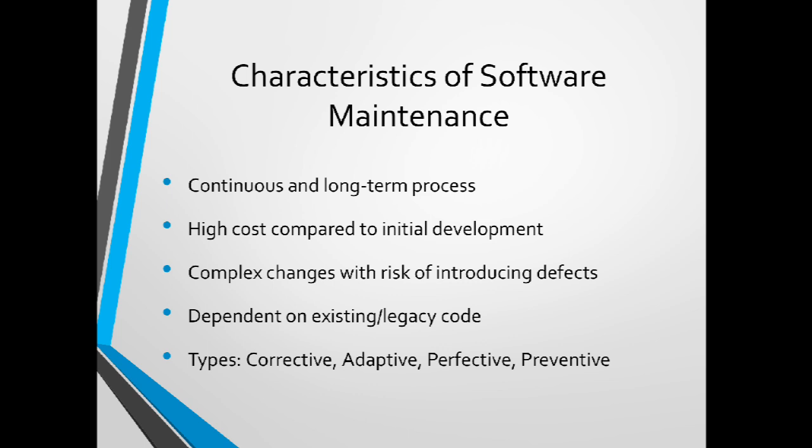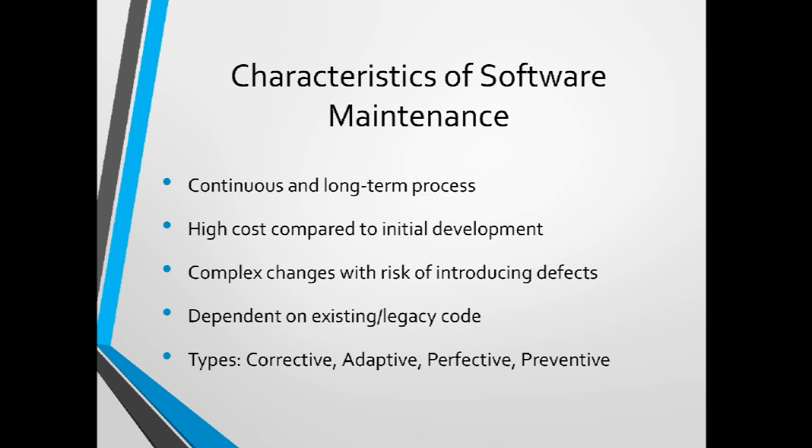The types of maintenance activities. To manage this complexity, we categorize maintenance into four distinct types. It's not all just about fixing bugs. First one is corrective maintenance. Second one is adaptive maintenance. Third one is perfective maintenance. And finally, preventive maintenance. We will look deeper.